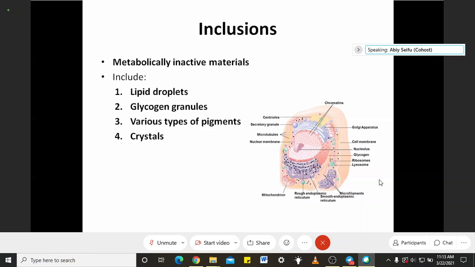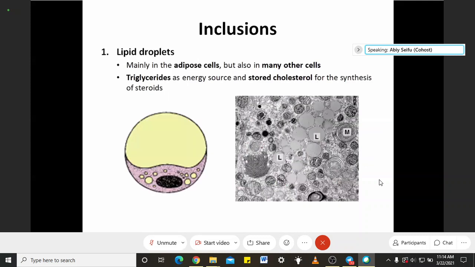But in a given time, when we are looking at them during the discussion point, they are not active. So we call them inactive structures or materials within the cell. This includes several lipid droplets, glycogen granules, various types of pigments, and crystals. There are plenty. If I take one by one, they include the following.